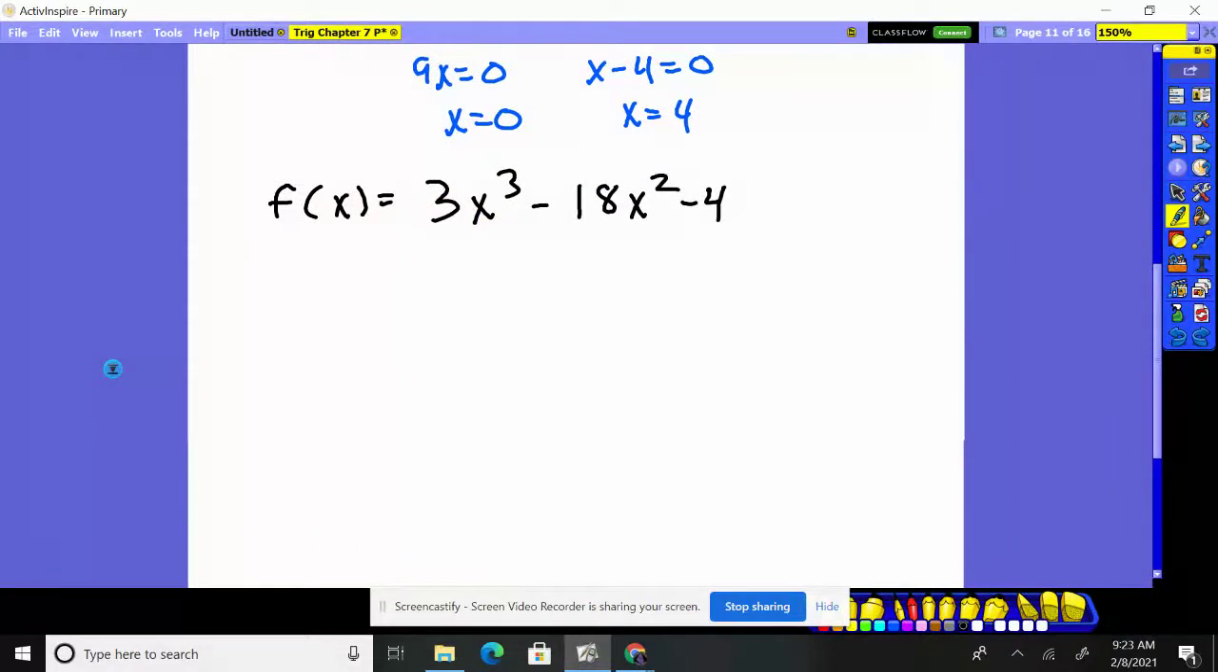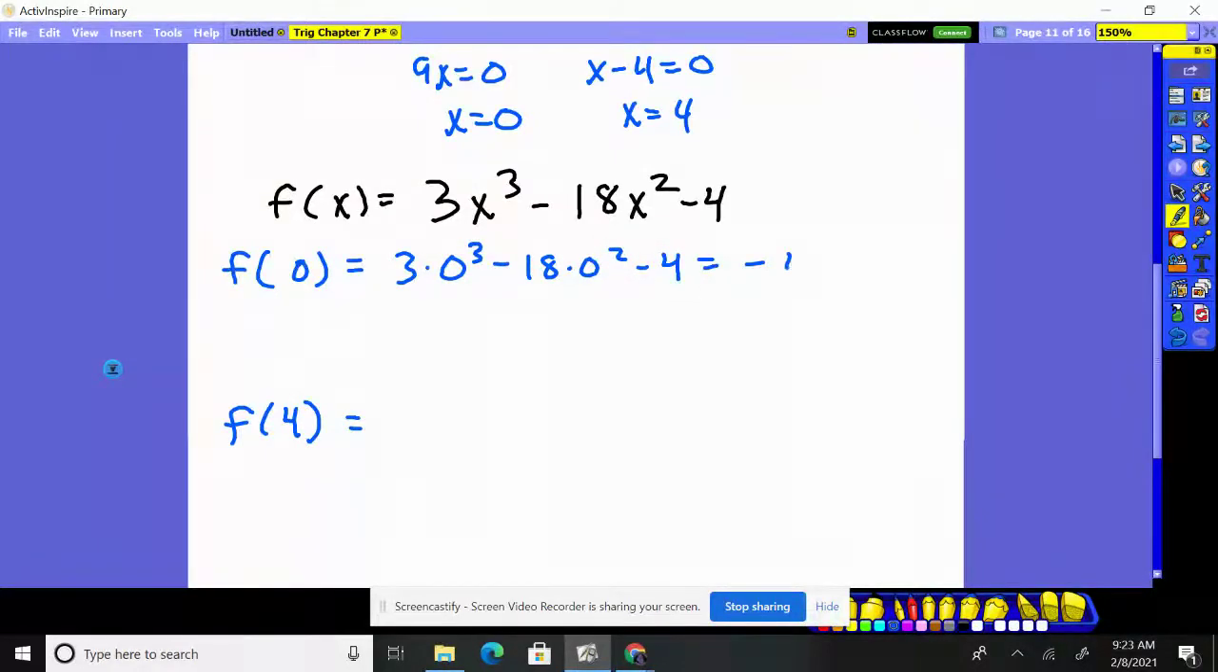Okay, so we're going to plug in 0 and 4, and that'll tell us the y values. So we take the derivative, set it equal to 0, solve it, figure out the x's, and then plug the x's back into the original equation. 3 times 0 cubed minus 18 times 0 squared minus 4, that's easy enough. That's negative 4 because all that goes away. So 0, negative 4 is one of our solutions.